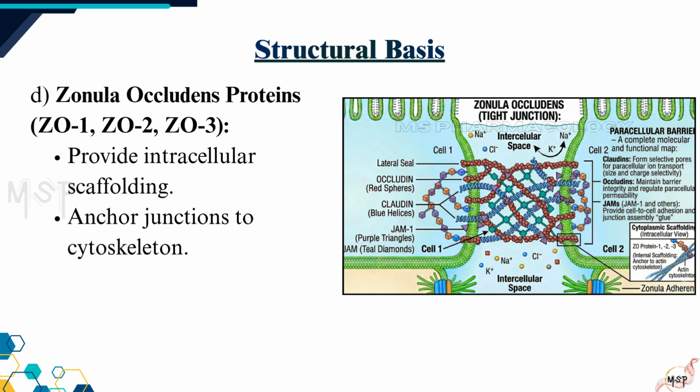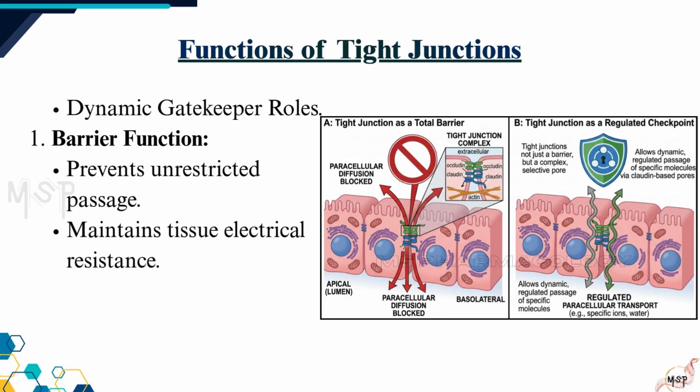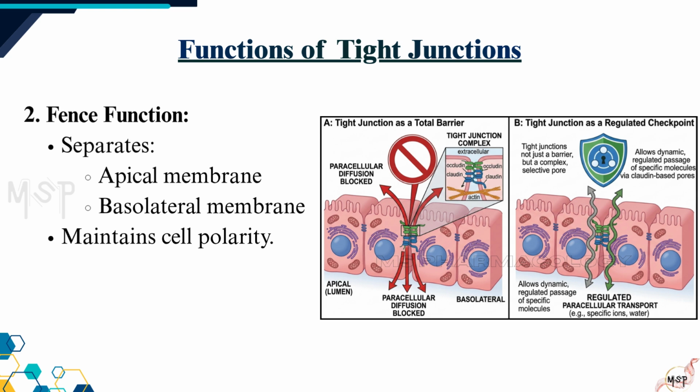We often think of tight junctions as just biological glue, but they are actually dynamic gatekeepers with 3 distinct roles. First, they provide the barrier function. This prevents the unrestricted passage of substances and maintains the tissue's electrical resistance. Second, they act as a fence. This fence separates the apical membrane at the top from the basolateral membrane at the bottom, ensuring that the cell keeps its up and down polarity.